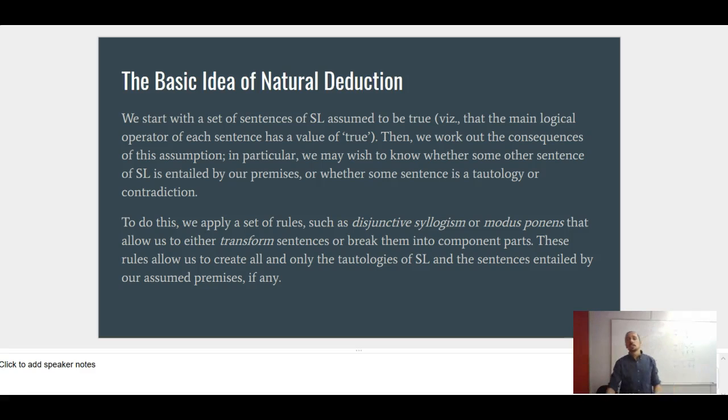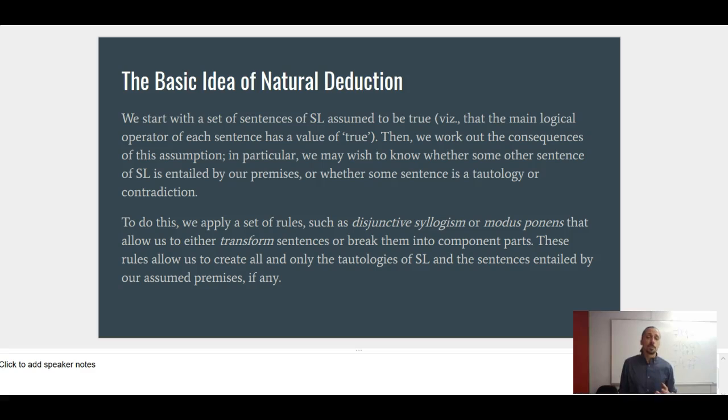So, the basic idea of our natural deduction system, again, is that we're going to start with a set of premises, assumptions, if you will, that are assumed to be true, which means that their main logical operator is assigned T. Then we're going to work out the consequences of this assumption. We're going to find out whether or not some other sentence is entailed by the premises, which would mean that an argument with the premises and that entailment as the conclusion is a valid argument. We can also find out whether some sentence is a tautology or a contradiction.